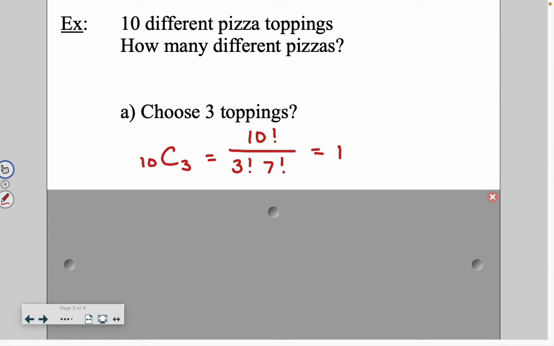120. You get 120 different pizzas that you could come up with if you have 10 different toppings that you could put on there. Again, combination, because it doesn't matter the order that you put the toppings on. It just matters that you've got 3.